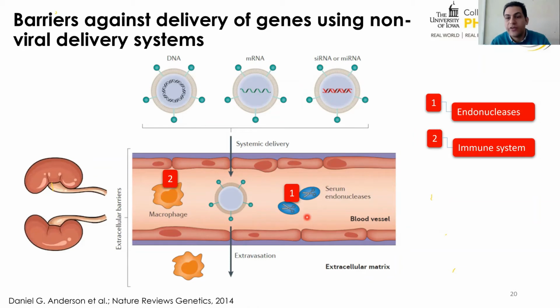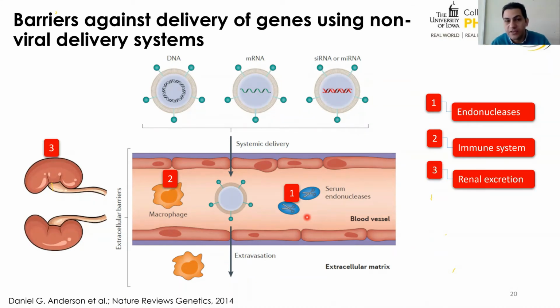The next issue that you face is the detection of any foreign material by the immune system. Once you deliver your genetic material, once you deliver your non-viral delivery system, the first encounter in the circulation are the macrophages, which are specific immune cells that detect any foreign material. And if the macrophage is able to detect your delivery system or your non-viral vector, it will capture it, engulf it, and destroy your formulation. So you have to find a way to evade, to overcome the uptake of your formulation by the macrophages.